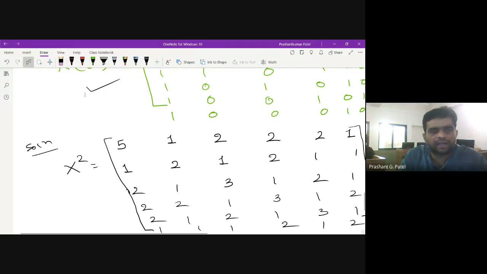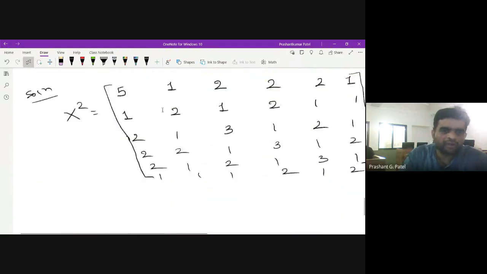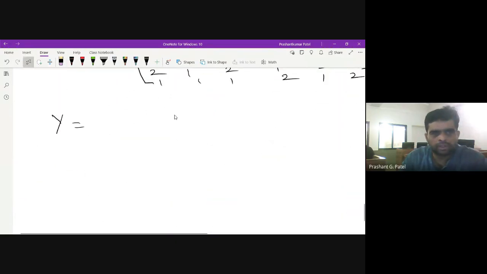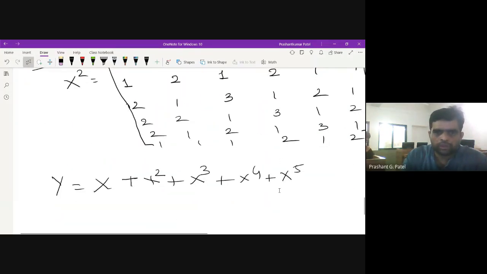What is our objective is to check whether this y has any non-zero entry or not. So according to this, what is the y we have? It is x plus x square plus x cube plus x raised to 4 plus x raised to 5, because there are 6. So according to this, it will be x power n minus 1. You have to go until n minus 1 power. So you have to go until x raised to 5. Should I need to calculate these entries? I have calculated x square.